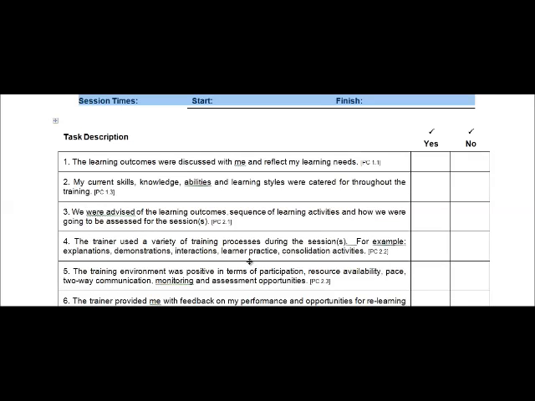Now here's the things that they're going to be verifying. That you discussed the learning outcomes with your learners and that they reflected their actual learning needs. So that training session actually was meaningful to them. It was teaching them stuff that they needed to know, and that they were advised of what those outcomes were at the start of the session. Number 2, that you actually catered for their skills, knowledge, abilities and learning styles throughout the training. You advised them of the learning outcomes, sequence of learning activities and how they were going to be assessed. Alright, so that was something that you'd probably do at the start of the session.